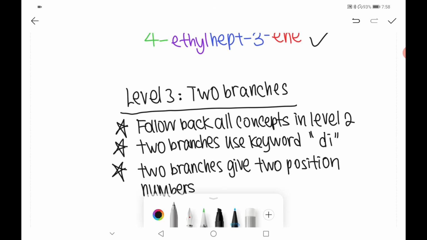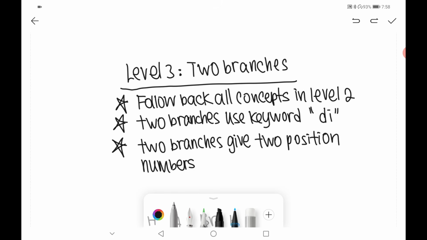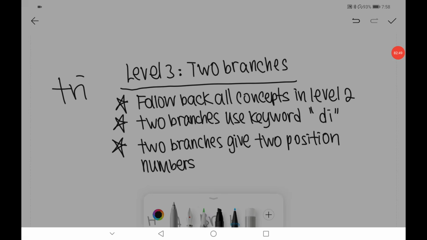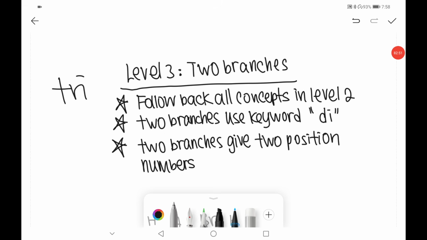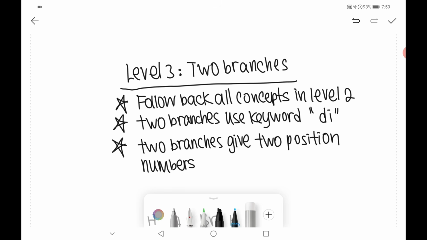Level 3 is the case of 2 branches. What if we have 2 branches? We will use exactly the same concept that we learned before in alkene. If we have 2 branches, we use the magic word called di. 3 branches is called tri, but 3 branches is not in your SPM syllabus. So just focus on 2 branches.